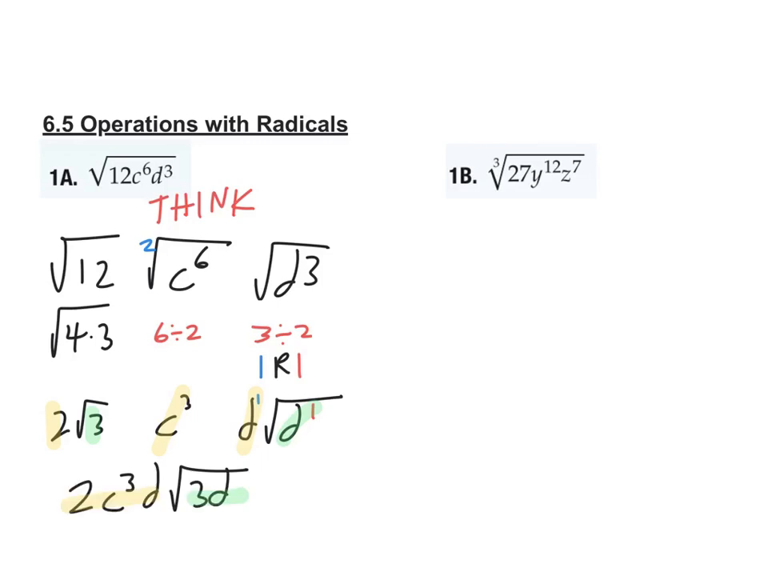So I have the yellows on the outside, 2c to the third d times the square root of 3d. Now I didn't put the d to the first on either one because we don't need to write d to the first, right? We know that that's also just d. Okay. Then I have one more move that we talked about a little earlier. Okay. Got an even, odd. Okay. In this case I have even odd, so it doesn't apply. So I've just got to put the absolute value on that c to the third, and now I'm good.